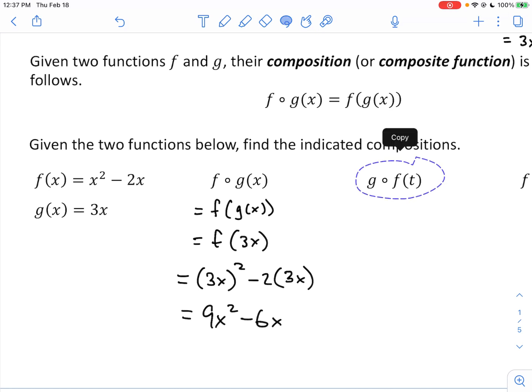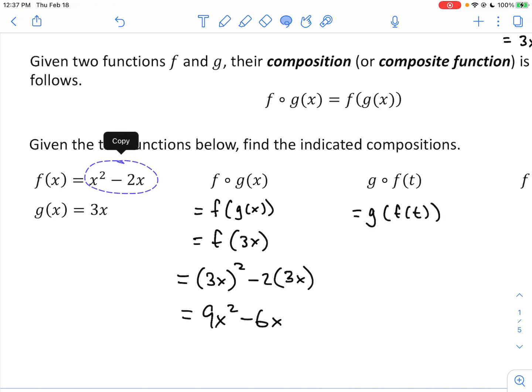Now what we're going to do is find the reverse composition and change the input variable from x to t, just for variety's sake. When you do g of f of t, and we're going to take this function here, but t's instead of x's, so f of t will be t squared minus 2t, and we're going to plug that in for this x right here. What g does to an input, if you look at it this way, g takes an input and triples it. So what's g going to do to f of t? It's going to triple it.